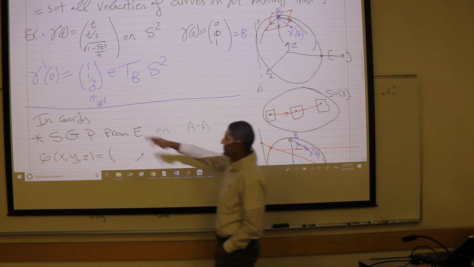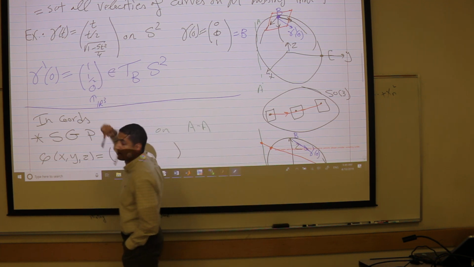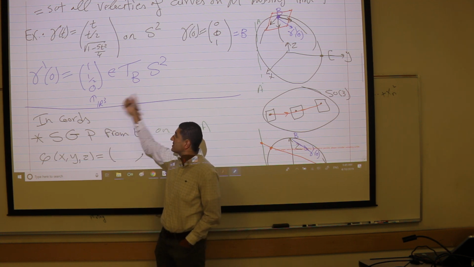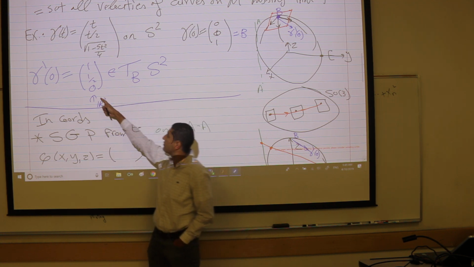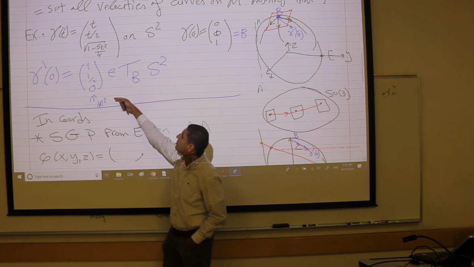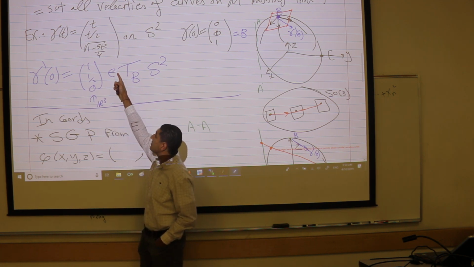Yeah, that's a very good question. Thank you. So this is a vector in R3. I'm writing the vector in R3. So it's a tangent vector, right? One of the components may vanish, or it doesn't matter actually. One of the components may not vanish. But this will always be tangent to the sphere. This is how we constructed the curve.